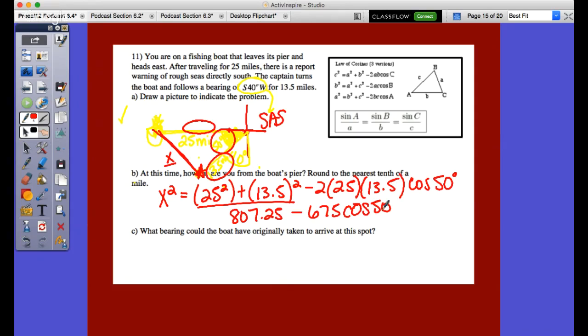Now, since we're not solving for the angle, which is kind of nice here, we could just put that in our calculator. So 675 times the cosine of 50. This is 433.81, or 88, I'm sorry. And then we take 807.25 minus 433.88. Okay, and we get 373.37. That equals x squared, square root both sides.